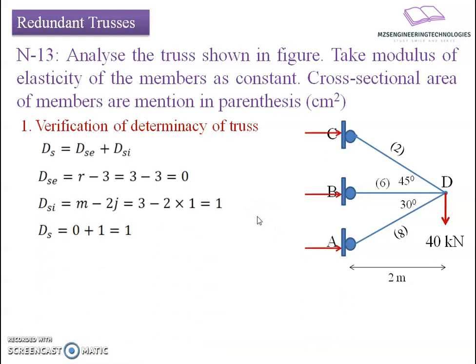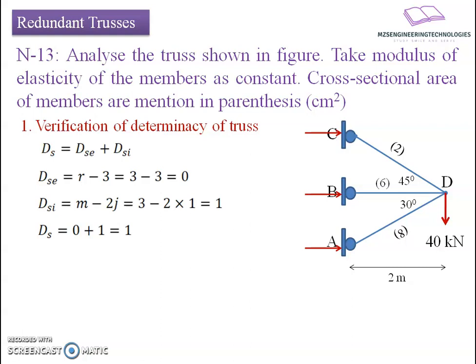For that we'll find out the degree of static indeterminacy for the given frame. Degree of static indeterminacy can be divided into two parts: degree of external indeterminacy and degree of internal indeterminacy. External indeterminacy is a balance between the unknown forces and available equilibrium equations. In this case, we have three reactive forces due to roller supports at A, B, C, and three equilibrium equations available. So 3 minus 3 results in 0, which means it's externally stable.